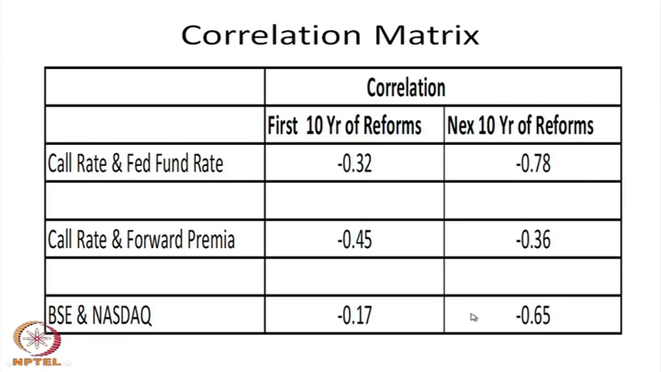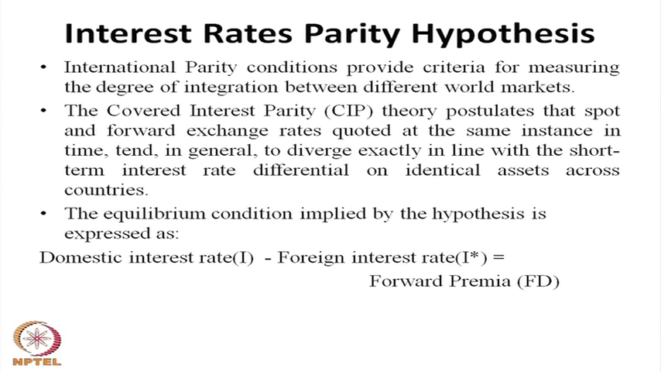These are some indicative measures of integration. We have discussed here the high trade-GDP ratio, the co-movement of call rate and Fed fund rate, the co-movement of NSE and Nasdaq, BSE and Nasdaq, and the co-movement of forward premium and call rate. The high correlation in all these parameters indicates the movements are taking place in a similar way. This indicates that integration is taking place in India also.